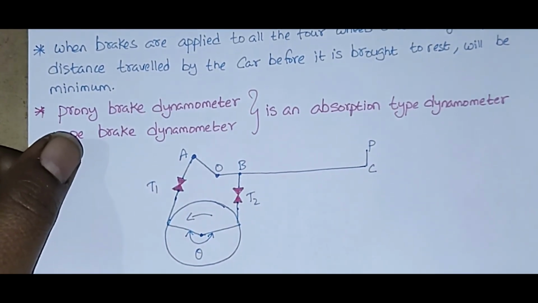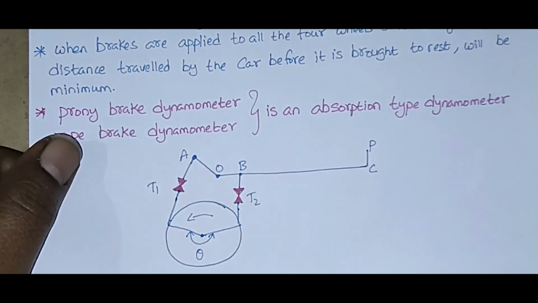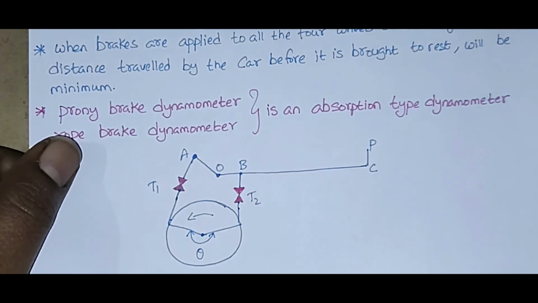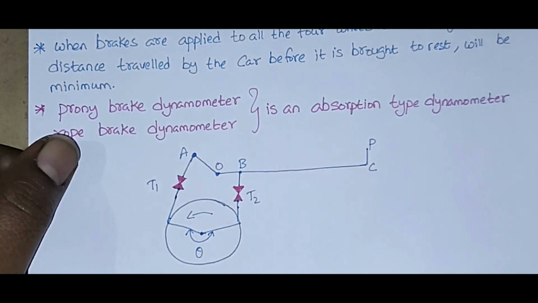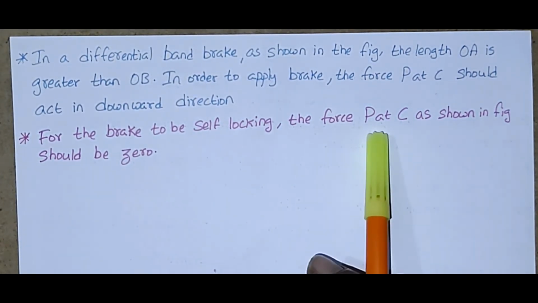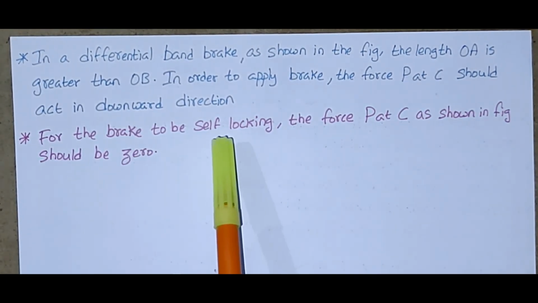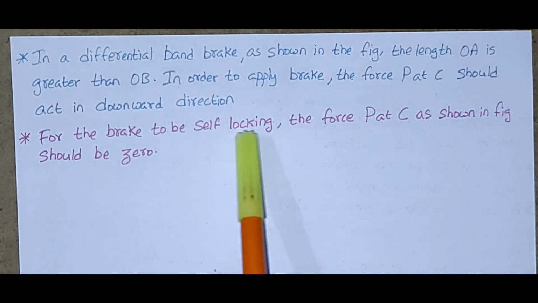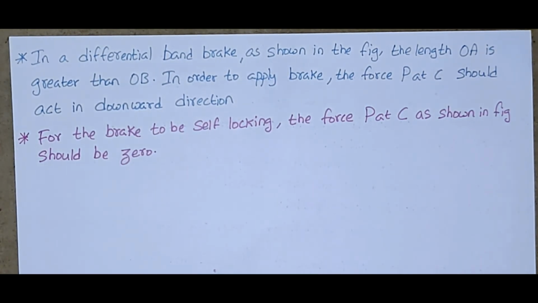As we are mechanical engineers, we may get many problems based on diagrams. Once we are able to understand the diagram, these type of questions we can answer within a small amount of time. Next, for the brake to be self-locking, the force P at C as shown in the figure should be 0. We know what self-locking is. The force P at C should be 0.